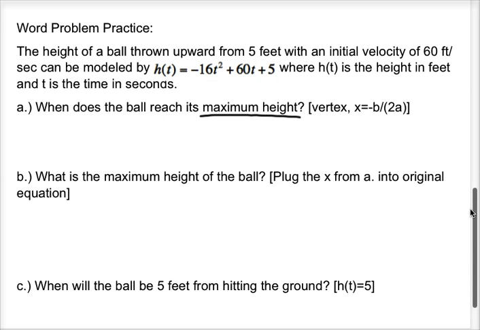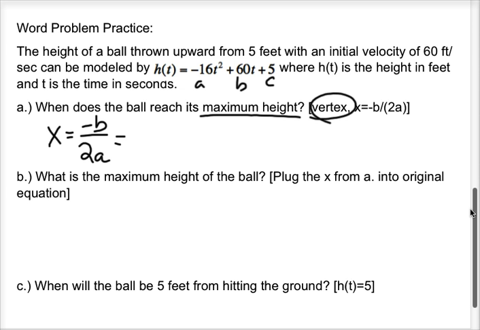So, maximum height, that is referencing the vertex. So whenever you're being asked to maximize or minimize something for a quadratic, it is essentially asking you for the x value of the vertex. And to find the x value of the vertex, we use negative b over 2a. Well, here, our a is negative 16, our b is 60, and our c is 5. So to answer these problems, we still have to identify the a, b, and c. But then all we really have to do is find the vertex.